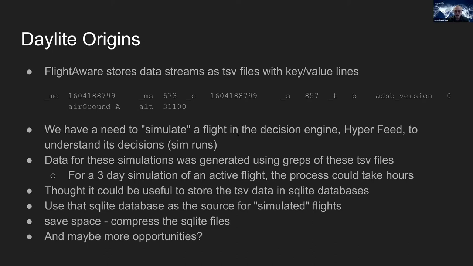So Carl had the idea, maybe we could store this data in SQLite, put some clever indexes on it and get access to that data a little faster. And then that would become the source of data for Hyperfeed simruns. One of the things we also didn't necessarily want was another copy of these tens to hundreds of gigabyte size files. So we did purchase the ZipFS extension for SQLite and make use of that. And then maybe we find some other opportunities to query this data in interesting ways and use it as inputs for analysis or other programs.